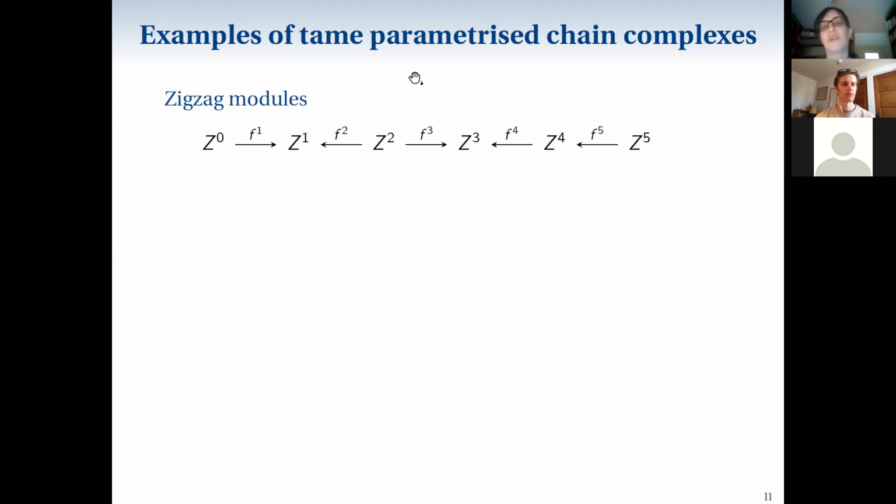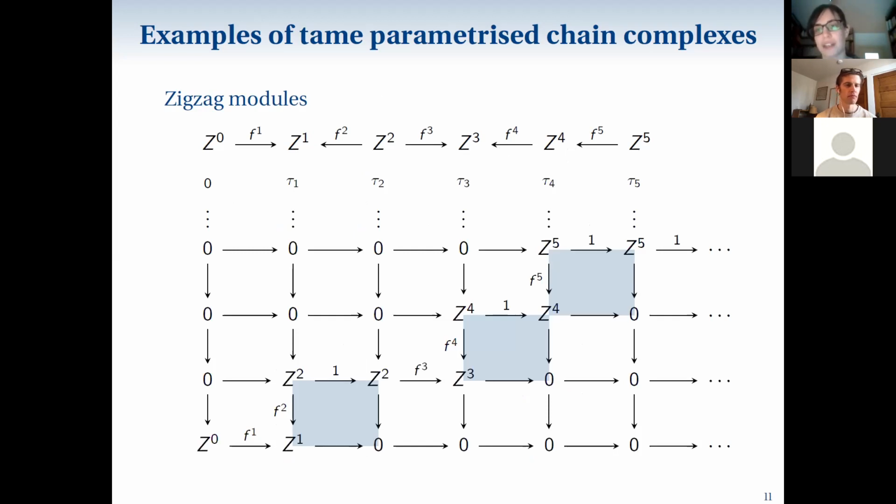And let me show that we can actually embed it into a tame parametrized chain complex. The way we do that is we take the forward map of the zigzag module, and we consider that as a transition morphism. Basically exactly how it is. And then we take a backward map, and we consider that as a boundary in here.